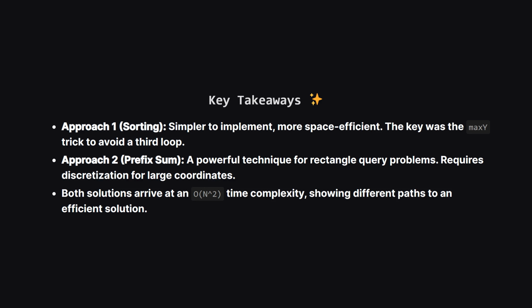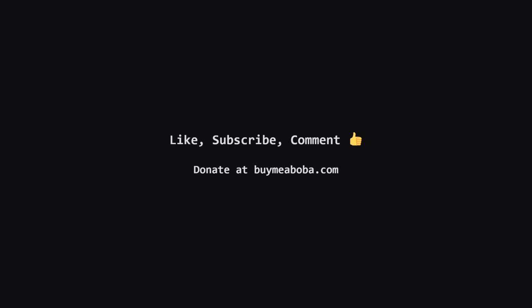So let's wrap up. We saw two great ways to solve this. The first approach used sorting and a clever trick to check for empty rectangles efficiently, and it was very light on memory. The second approach introduced a more general purpose and powerful technique, coordinate compression, combined with 2D prefix sums. Both methods end up with the same n squared time complexity, which is a great lesson in how different algorithmic ideas can lead to similar performance. Hope that breakdown made sense.